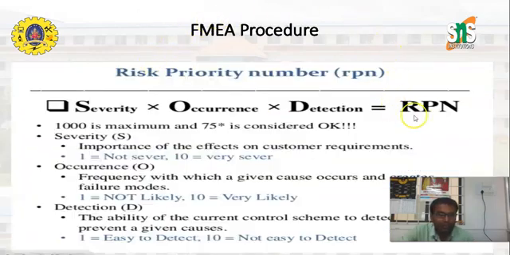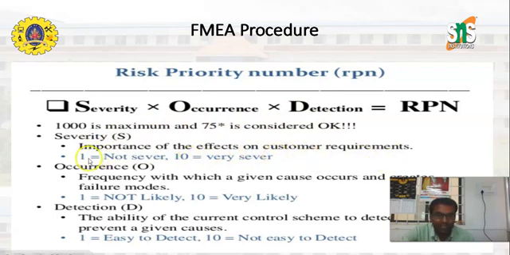In order to calculate the risk priority number, we first need to multiply the severity level into the occurrence level into the detection level. The severity level can range from 1 to 10. If the severity level is 10, that means it is the maximum. If the severity level is 5, that means it is okay. It is the importance of an effect on customer requirements.